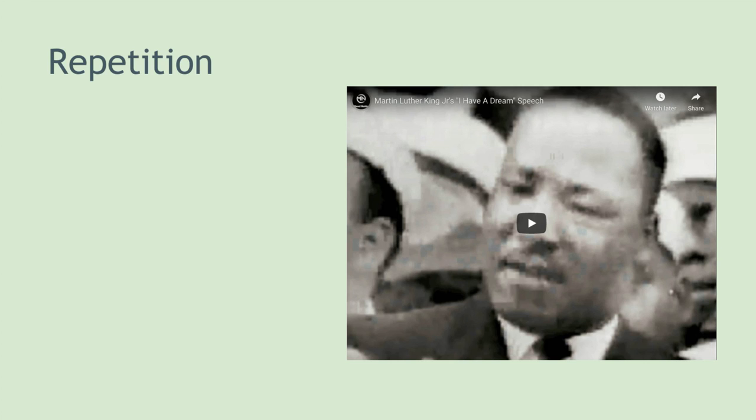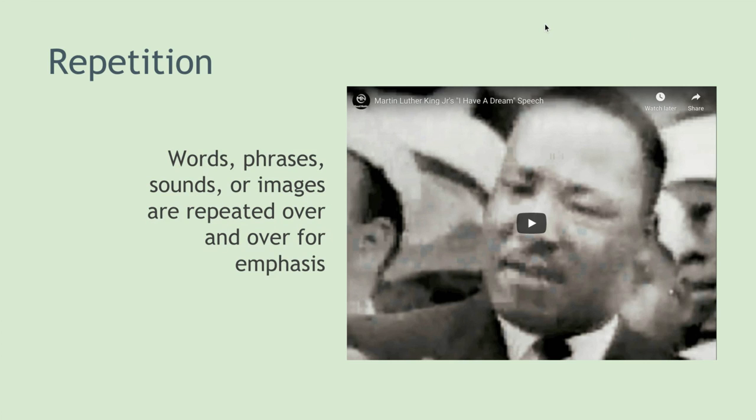So the first one we're going to look at is repetition. Repetition is when somebody uses words, phrases, sounds, or images, and they repeat them over and over and over for emphasis. Many philosophers and strategists have said that if you hear something often enough, it becomes true. Maybe not necessarily for real true, but it at least becomes true in your mind. So if somebody lies to you enough, you might start to believe it. And conversely, if somebody tells you the truth often enough, you might just start to believe it.